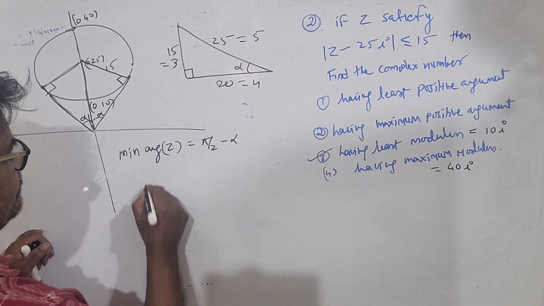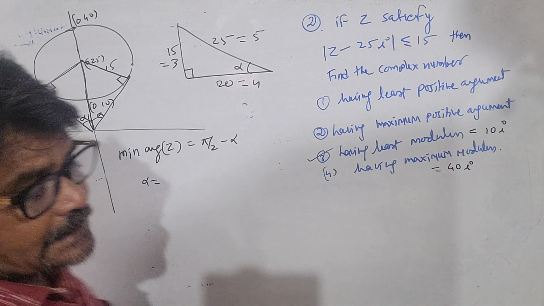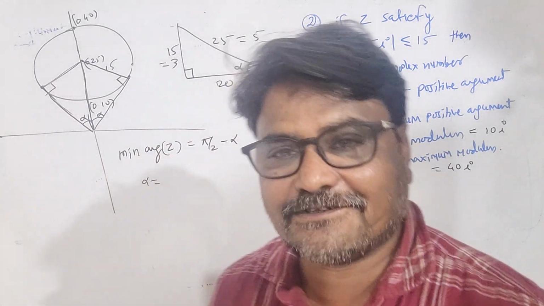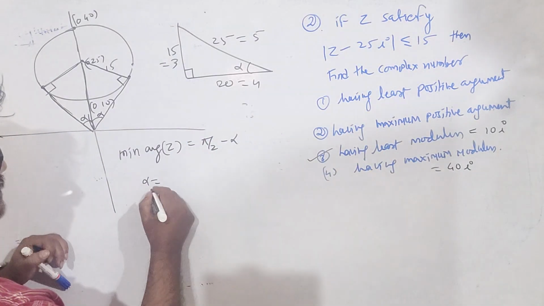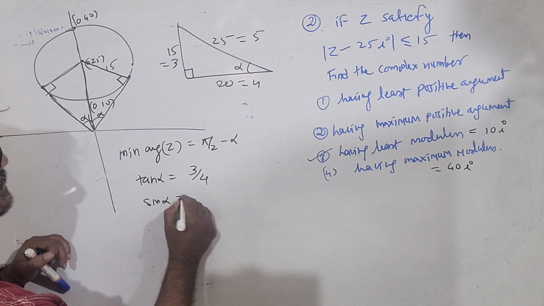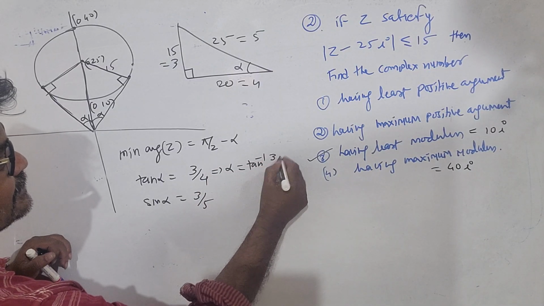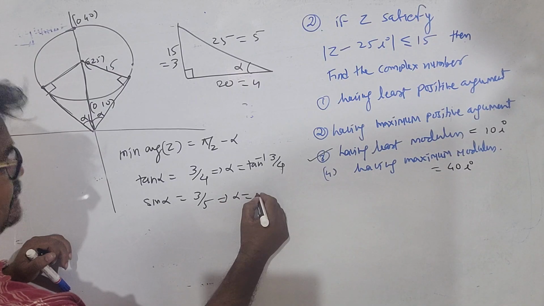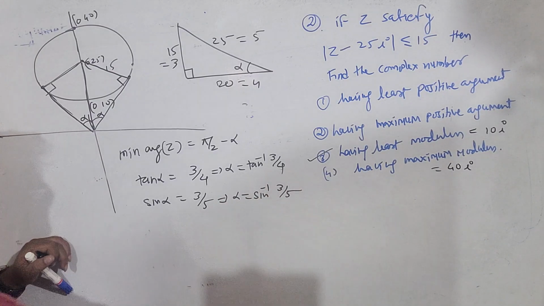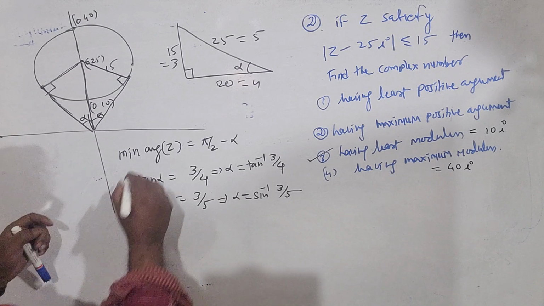So therefore alpha, now I can find by using the sine concept, or by using the cos concept, or by using the tan concept. Correct? So alpha is, see, tan alpha is 3 by 4, and sin alpha is 3 by 5. So from here alpha is tan inverse of 3 by 4, and this is the same as sin inverse of 3 by 5, and that is the same as cos inverse of 4 by 5. Okay, fine.